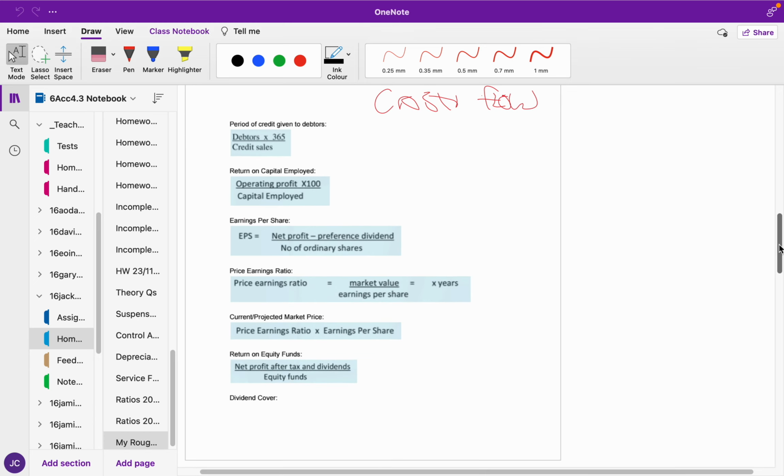Okay. So return on capital employed. So this is how much profit is made from all the money invested in the business. Now, a key word I would talk about here is efficiency. I'm just putting this down as we go through. So efficiency of the use of the funds.